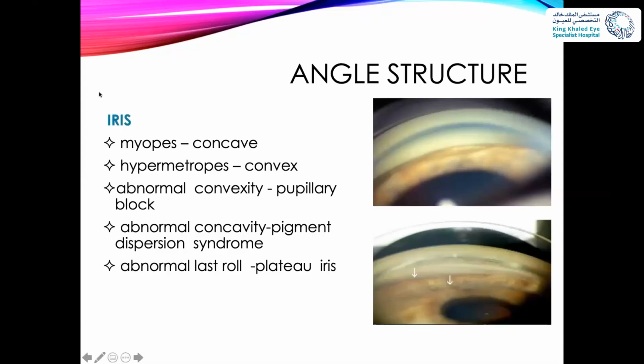So it's very important to pay attention to the iris. Sometimes in highly myopic people, you will see that it usually has a concave shape, and in hyperopes it's usually convex, and also in people who have a pupillary block, you will see abnormal convexity there. In cases of pigment dispersion syndrome, you will be able to see how deep and concave the peripheral iris is, because it's a reverse pupillary block syndrome. Abnormal or double hump sign, as in cases of plateau iris, as seen in this second figure.